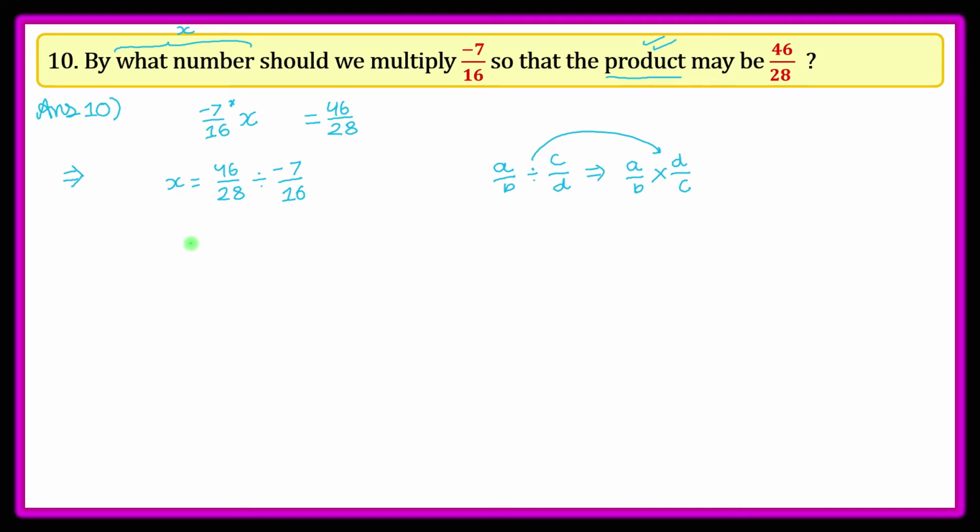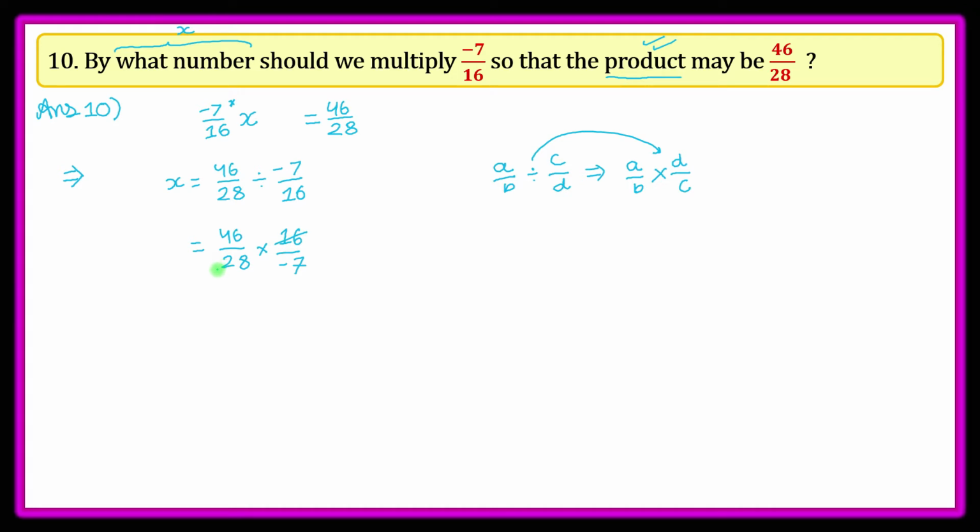Now we are going to apply the same thing here. So we will have 46 upon 28 into 16 upon minus 7. We have taken the reciprocal of the second fraction. Don't take the reciprocal of the first fraction or of both fractions. Only the reciprocal of the second fraction must be taken. Now we are going to simplify.